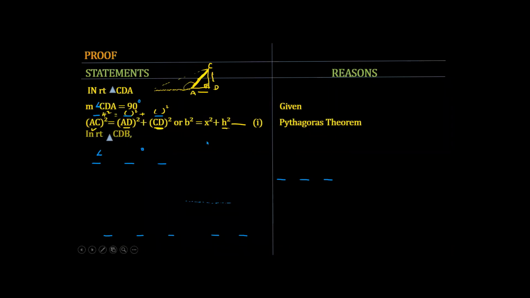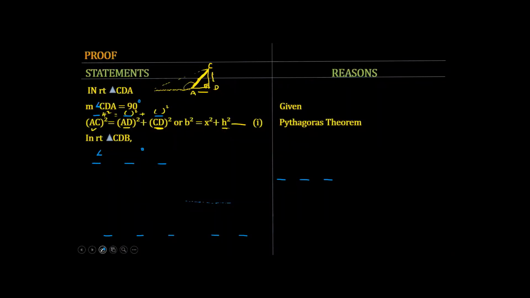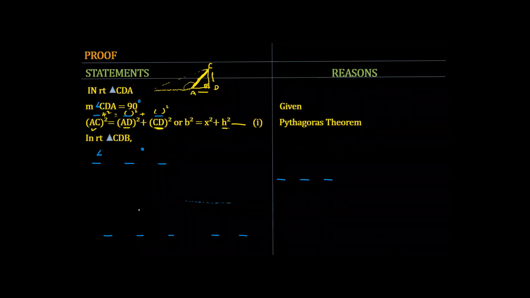Which one? I will show you with another color. Look at the screen. With which color? With green color, right? Okay. This one. CDB. CD. This is CDB. This is a right angle triangle. This whole thing, CDB, right?